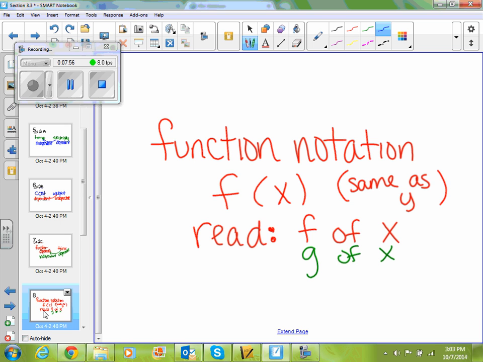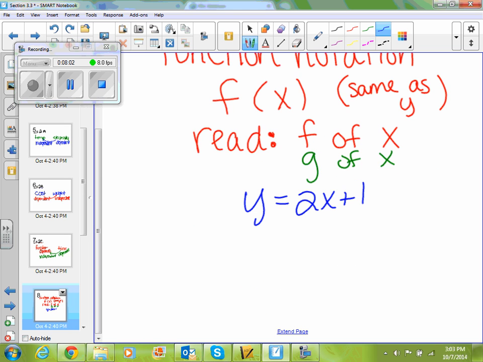So if I'm giving you the equation y equals 2x plus 1, that's a simple enough equation. Function notation would be f of x equals 2x plus 1. It's just a different way of writing y. It doesn't change your equation at all. Because when we use function notation, that helps us identify our input value. So we put our input value in parentheses.